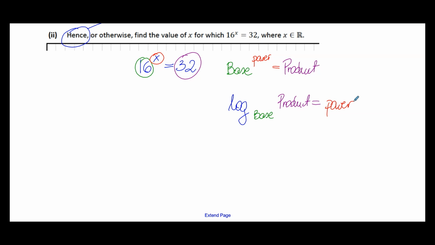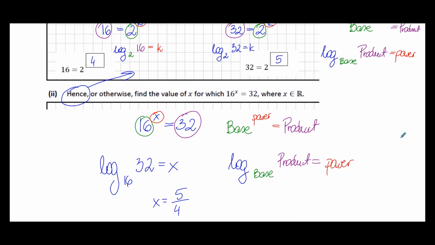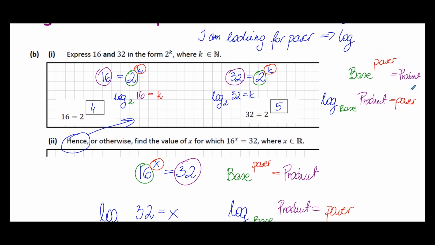So applying that here, log: the base is 16, the product is 32, and the power is x. When we put that in the calculator and press equal, we get the answer that x is 5/4. So if you know how to use that, that's a nice shortcut that you can use.